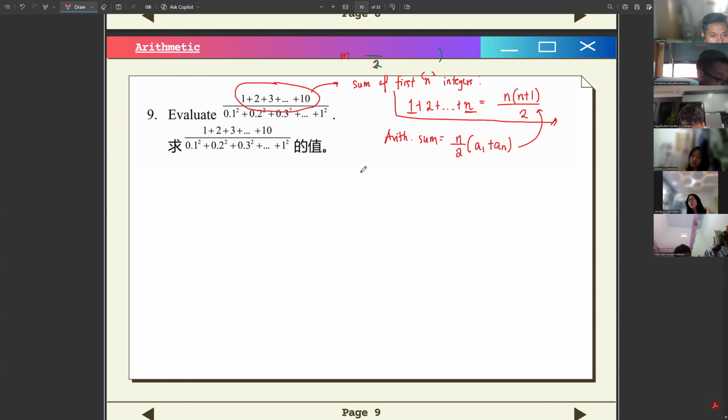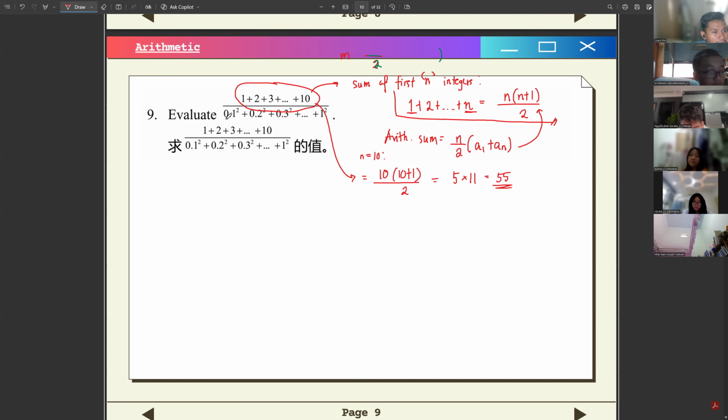Okay? So that means this one is equal to, our n is 10. So that's 10 times 10 plus 1 all over 2. 10 over 2 is 5. So this is 5 times 11, which is 55.